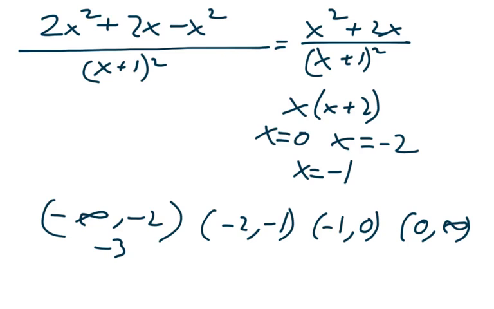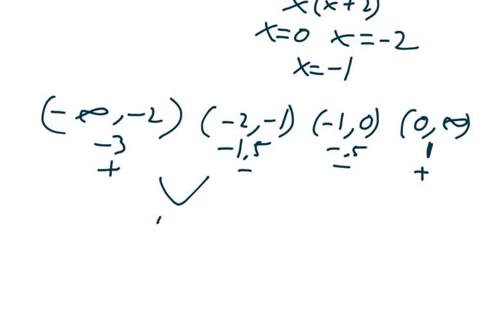So when I plug in -3, the top turns out to be positive, the bottom is always positive, so that's positive. When I plug in -1.5, the bottom's always positive, and the top has one negative factor and one positive factor, so we got negative. When I plug in -0.5, once again the top is one negative, one positive, which is negative, and when I plug in 1, everything is positive.